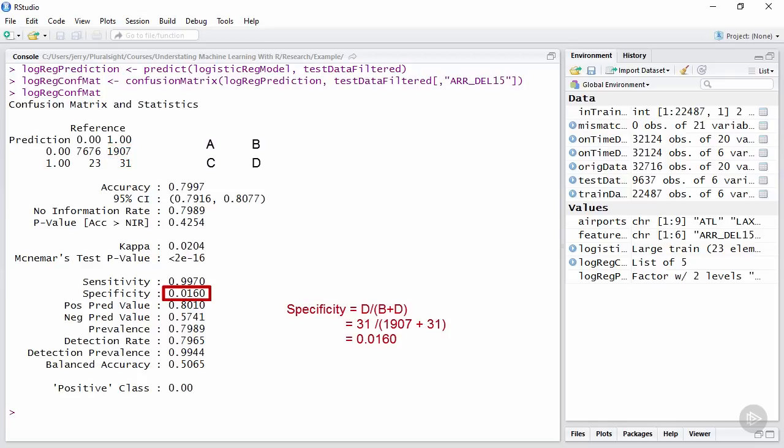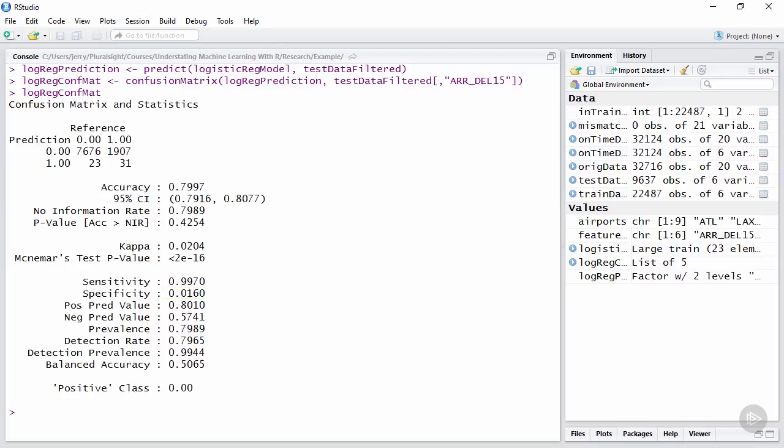Notice this is mostly due to D, predicted delay arrivals at 31, being so much smaller than the actual number of delay arrivals, B plus D, 1938. We definitely need to increase the model's ability to predict arrival delays.